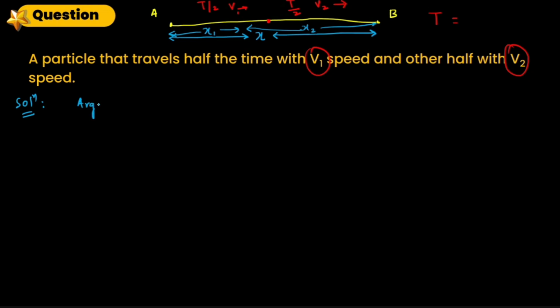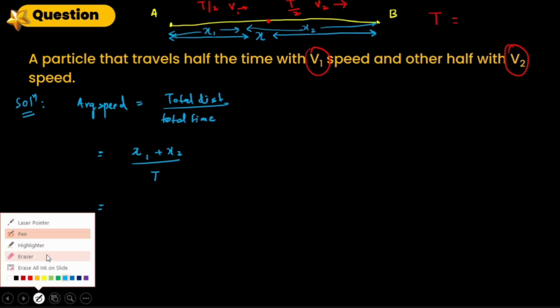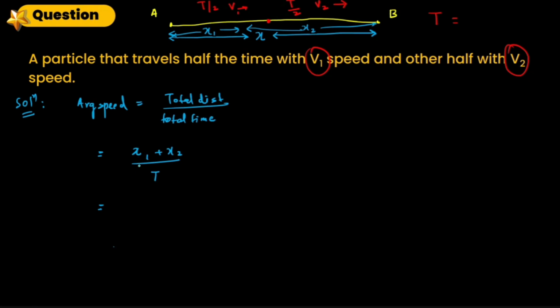So average speed, again, what we have learned, is total distance by total time. So what is the total distance in this case? x1 plus x2, that is x. And total time should be t, I should assume. No, I should write t only. Now, how can we calculate this x1? That is what we have to figure out now.